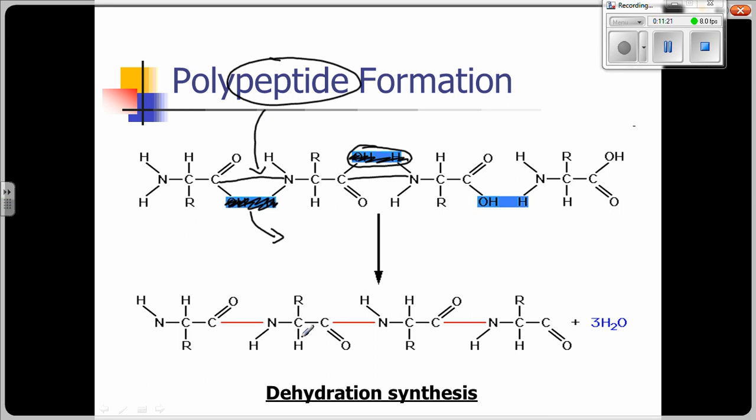So this is actually a tripeptide because you have three peptide bonds in this particular polymer.